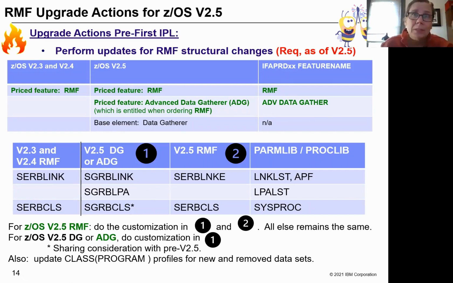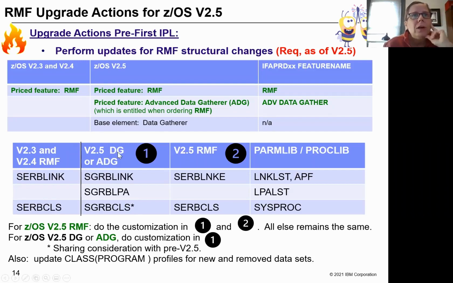However, what happens in the Data Gatherer and the Advanced Data Gatherer is we have new data sets. And so if you're an RMF user, you have to accommodate that because you are going to use the functions underneath RMF, and you'll need to put those in your configuration. So in 2.3 and 2.4 RMF, we used to have the SERB link data set. You guys knew that very well. You had it in your link list. It was APF authorized. Everything was good. And you also had the SERB CLS data set, which is your proc.